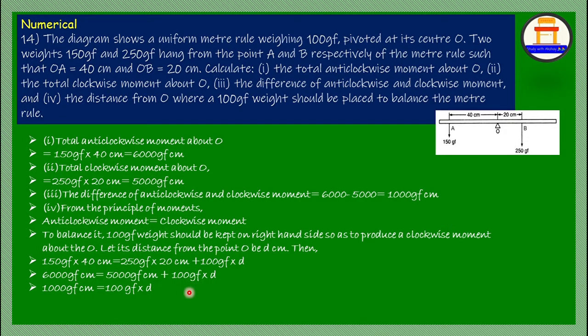Now d we will keep on this side, and this one we will bring over here, so that we have 10 centimeter. So 10 centimeter on the right hand side of O is where we should place our 100 GF weight. Right. Let's move with the next question.